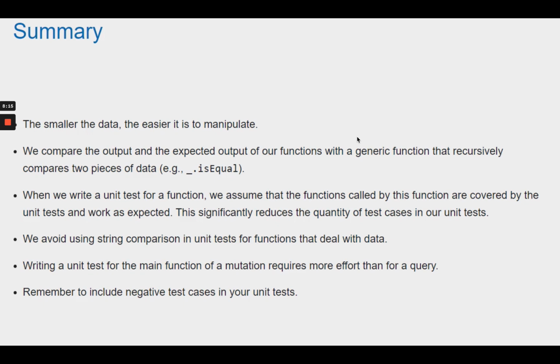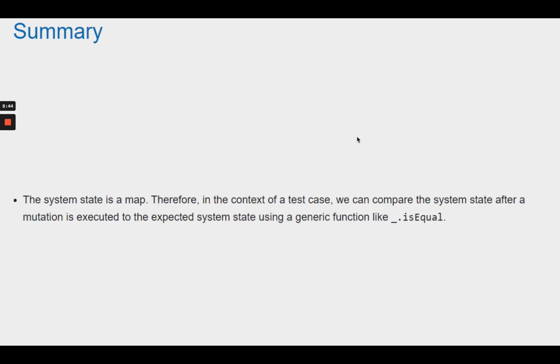When we write a unit test for a function, we assume that the functions called by this function are covered by the unit tests and work as expected. This significantly reduces the quantity of test cases in our unit tests. We avoid using string comparison in unit tests for functions that deal with data. Writing a unit test for the main function of a mutation requires more effort than for a query. Remember to include negative test cases in your unit tests.